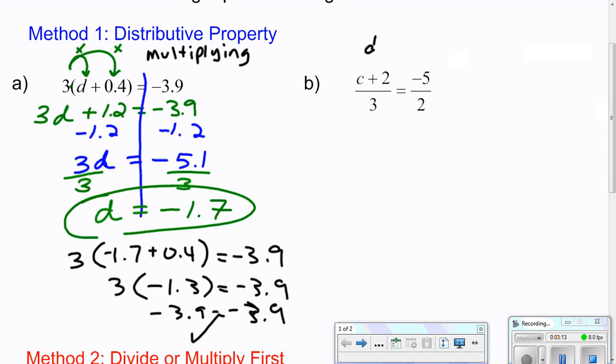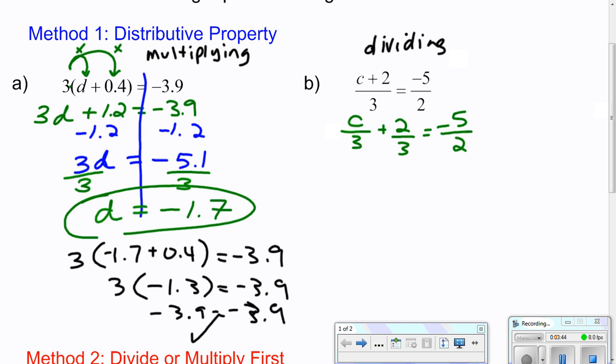Okay, but what about if we have to do some dividing with a distributive property? So right now we have 2 terms being divided by 3. So the c is being divided by 3 and the positive 2 is being divided by 3. So I'm going to distribute, or split up, the divide by 3.